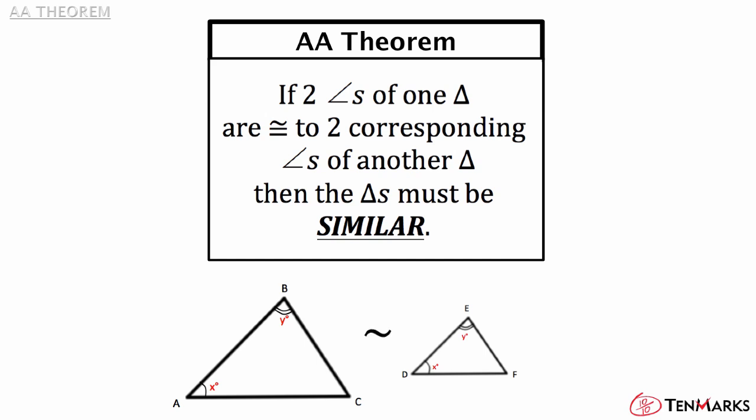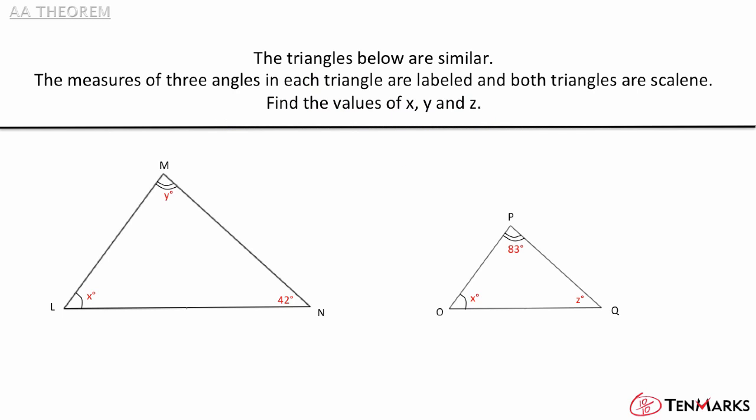Try this problem. The triangles below are similar. The measures of three angles in each triangle are labeled, and both triangles are scalene. Find the values of x, y, and z. To solve this problem, you need to combine the information from the two triangles to find the missing measure. The triangles are similar, so corresponding angles are congruent. That means that angle M is congruent to angle P, which is 83 degrees. So y is 83 degrees. Similarly, angle N is congruent to angle Q, so z is 42 degrees.